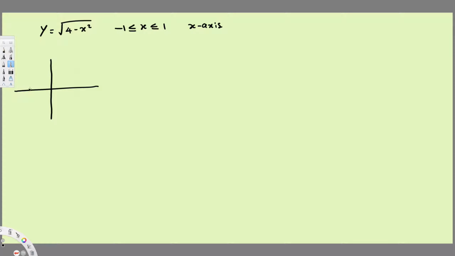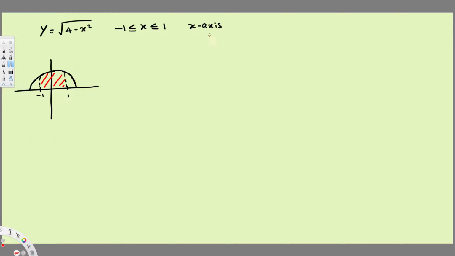If you draw the graph, it's going to look like this. But the region we are interested in is -1 to 1. So let's say this is -1, this is 1. So this is the only region we have to find. So let's shade this region.